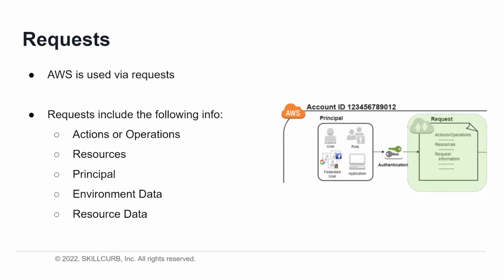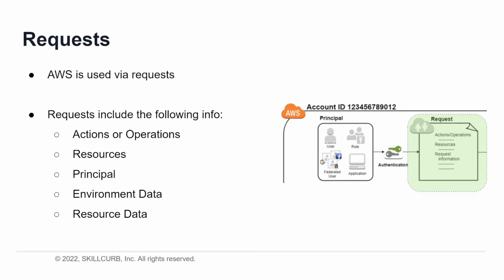Previously, we spoke about how principals make requests for AWS resources. Let's take a look at what these requests are. When a principal tries to use the AWS Management Console, the AWS API, or the AWS CLI, that principal sends a request to AWS. The request includes the following information. The request will have actions or operations inside it that are required or wanted to be performed. It will further specify what resources it wants those requests to be performed on. It will also have a mention of which principal is making this request.